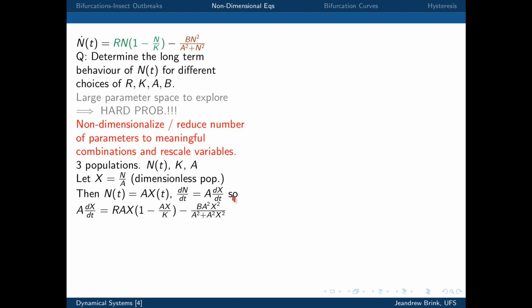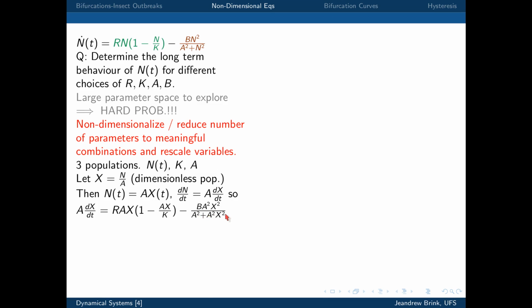Okay, and so we can now use this to rewrite the equation up at the top simply by replacing n with ax. With the derivative of this expression over here, we have that dn/dt is simply a times dx/dt, and that is equal to r n, which is now ax, times 1 minus ax over k, minus b a squared x squared over a squared plus a squared x.